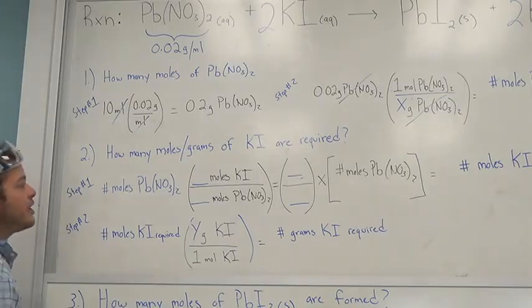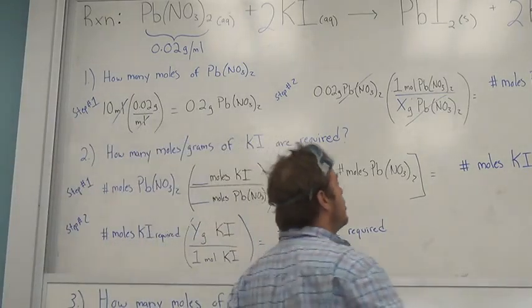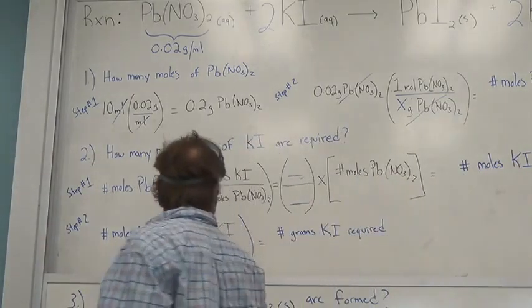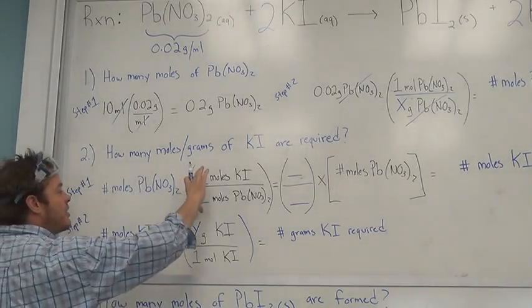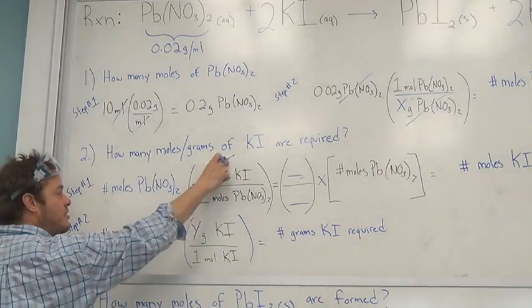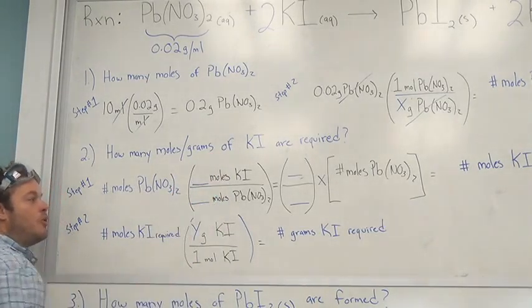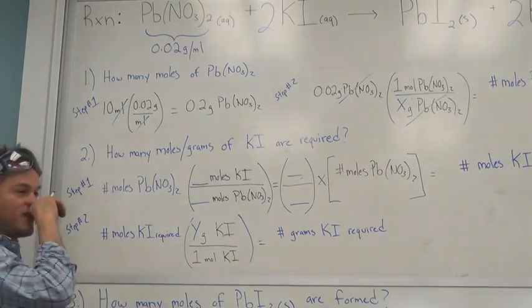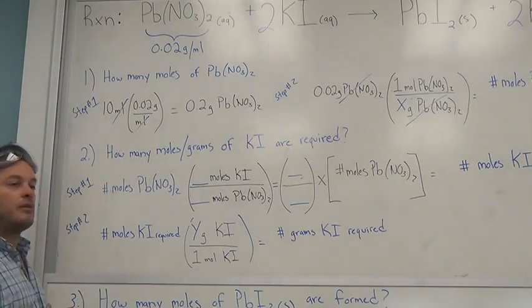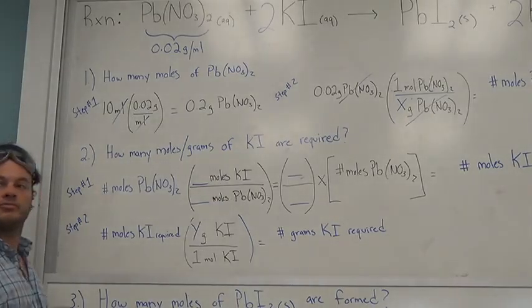Well, the way we do that, take this number that we started off with, the number of moles of lead nitrate in our solution, and we're going to multiply that number by the relationship between moles of potassium iodide and moles of lead nitrate that we get from the balanced equation. What's that ratio? How many moles of KI per mole of lead nitrate from the balanced equation?